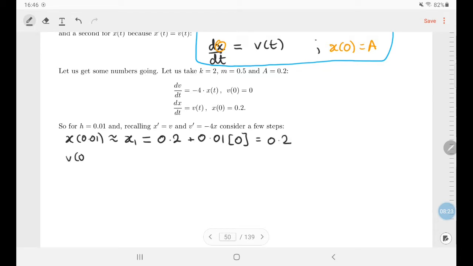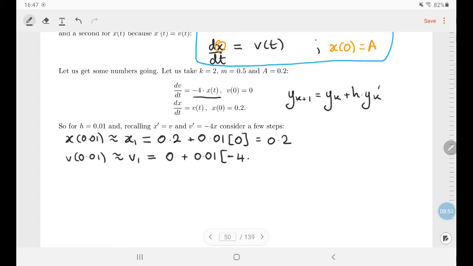What about the velocity at the next point? This is approximated by what we're calling v1, which is the previous velocity, which is 0, plus the step size 0.01, times the derivative of the velocity. The derivative of the velocity is minus 4x. Now remember, Euler's method says the next value is the previous value plus the step size times the previous slope.